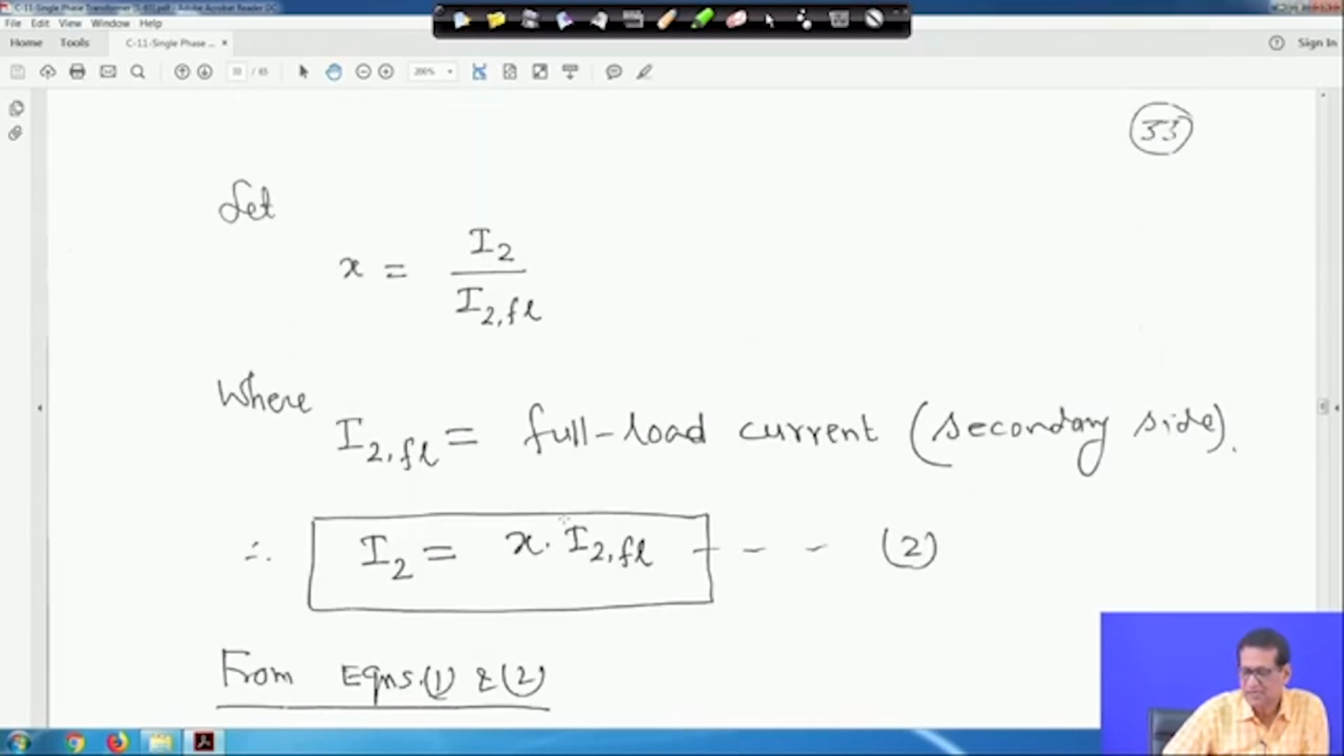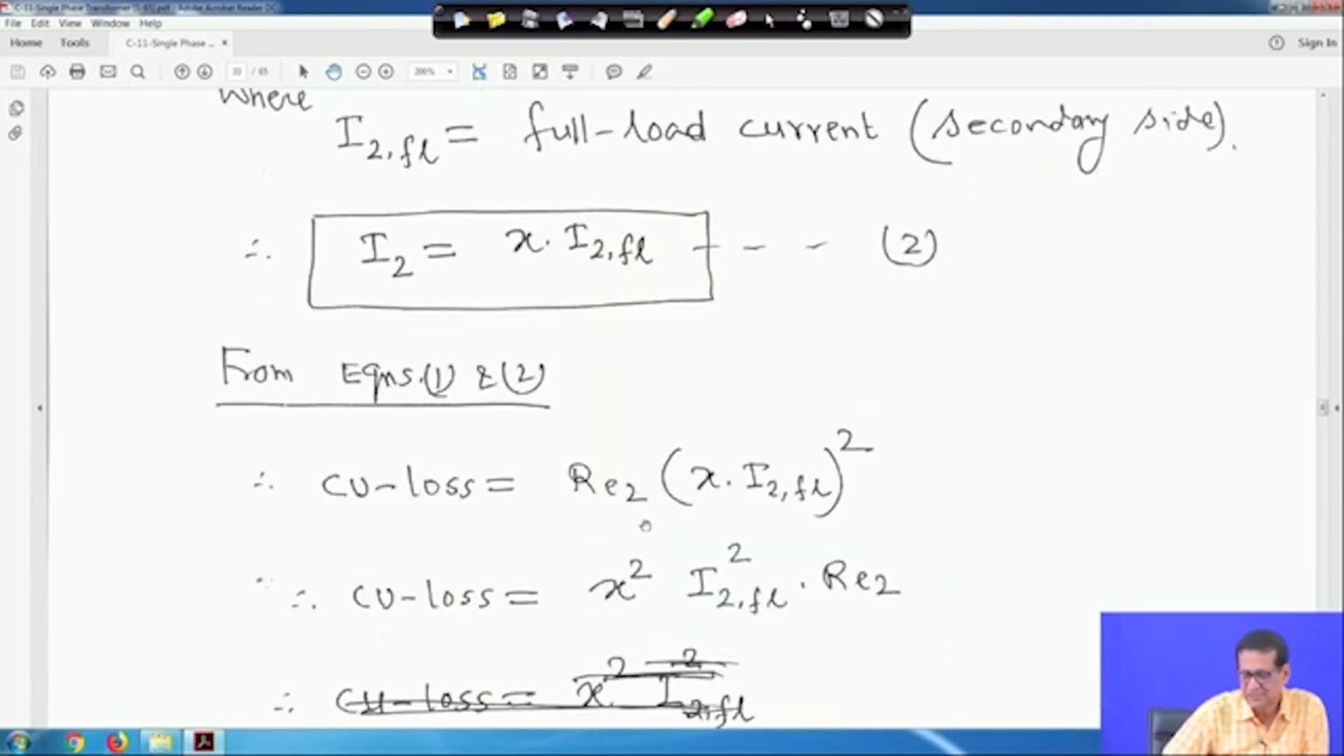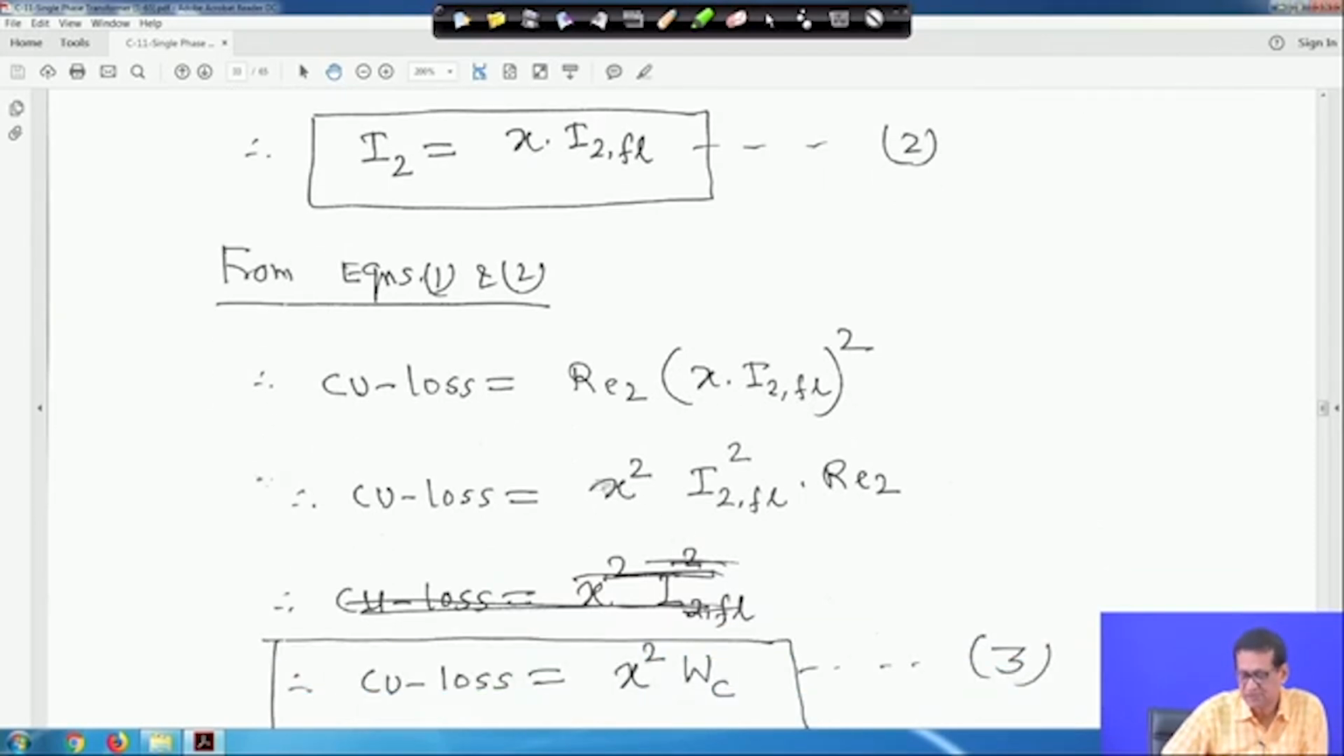Now, from equations 1 and 2, you will get copper loss equal to Re2 into I2 square. Here you are putting I2 equal to x into I2 FL, so copper loss will be x square into I2 FL square into Re2. This is the copper loss.